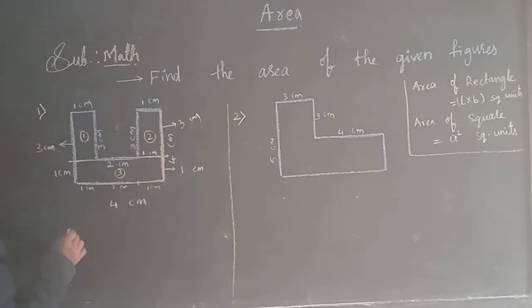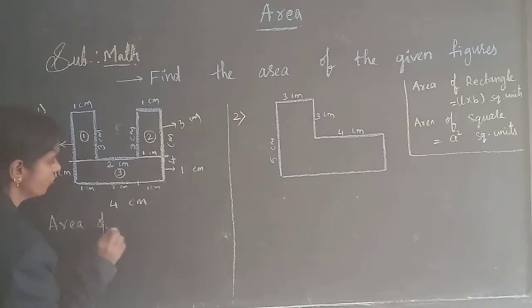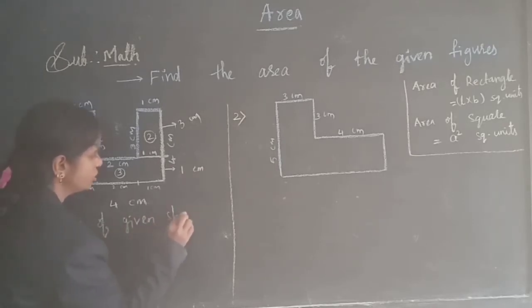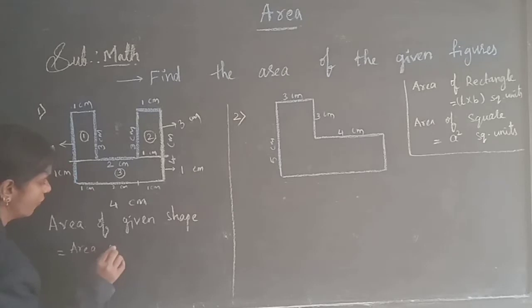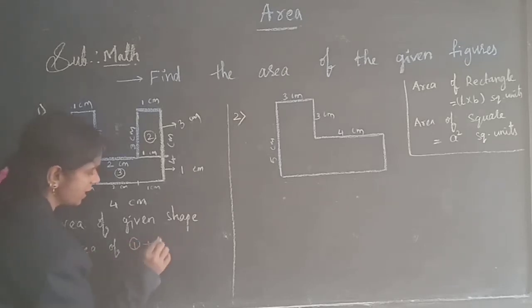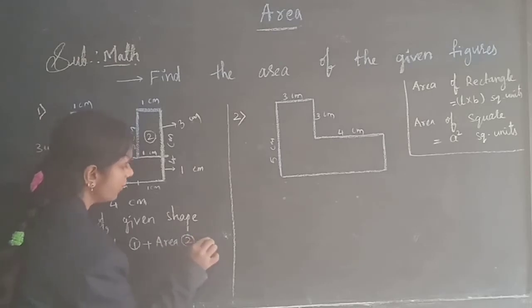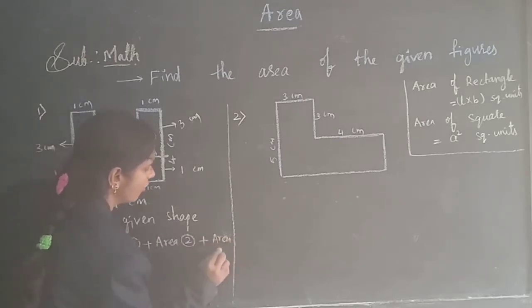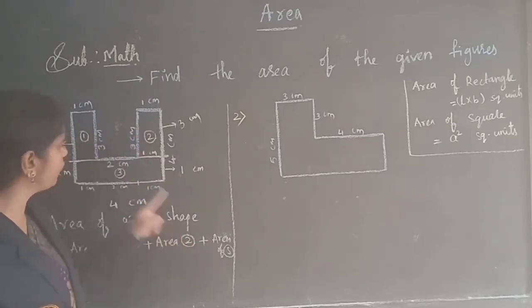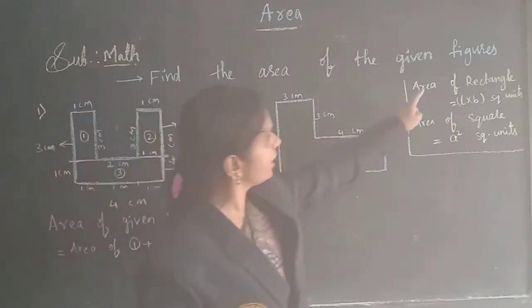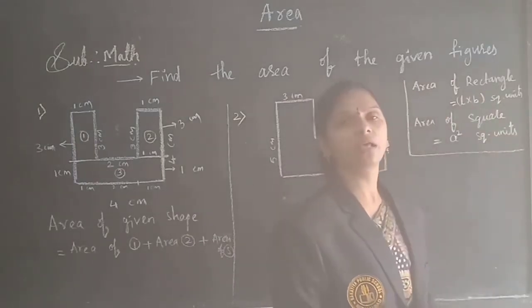Now let's find the area. Area of the given shape: in the given shape I can find 3 rectangles. So it is area of first figure plus area of second figure plus area of third figure, children. The first figure is a rectangle, the second is also a rectangle, and the third is also a rectangle. What is the formula for the area of a rectangle? Length into breadth square units.